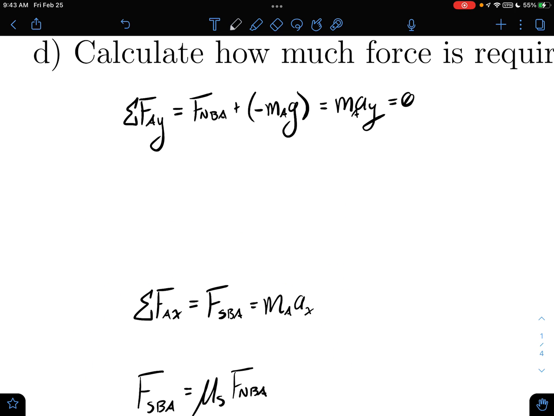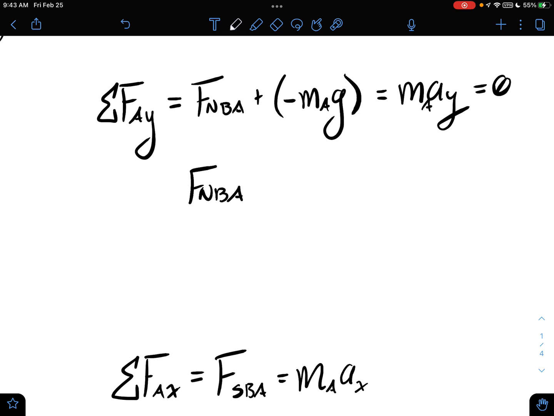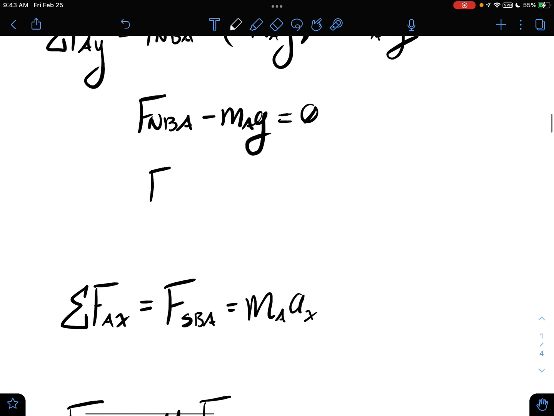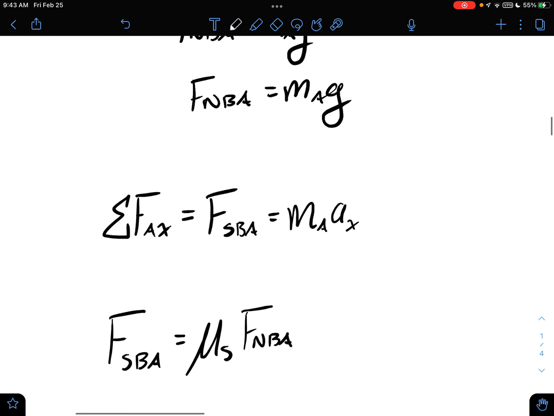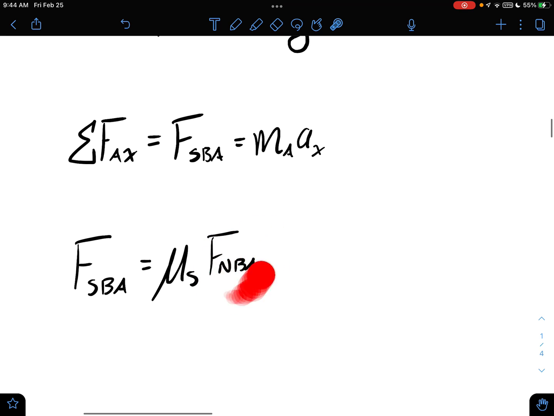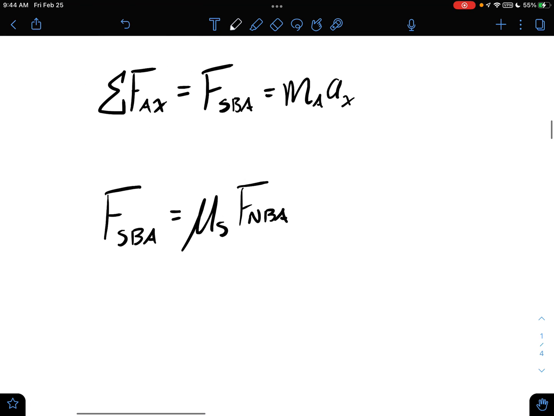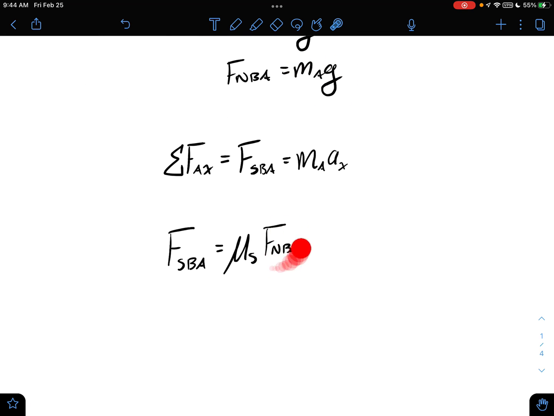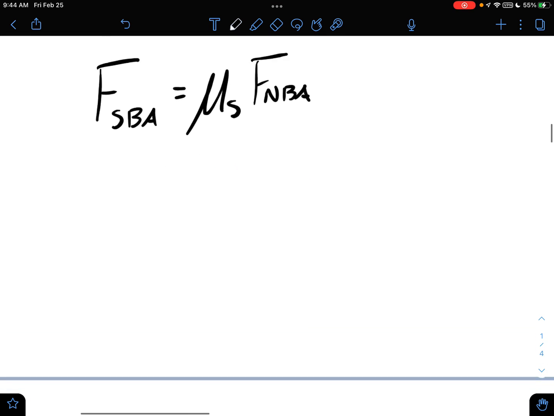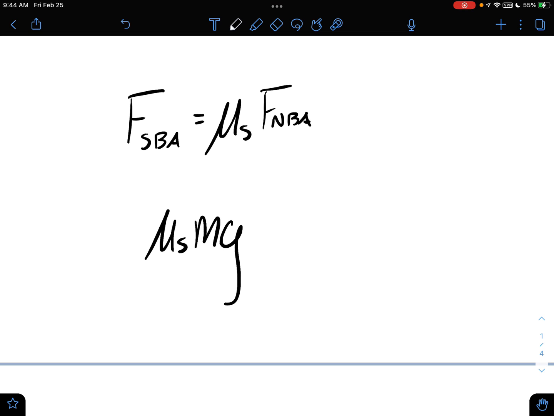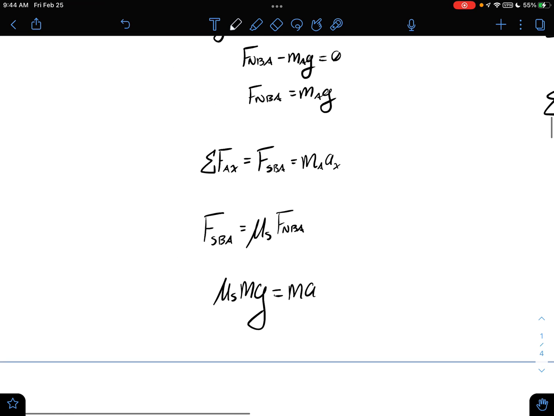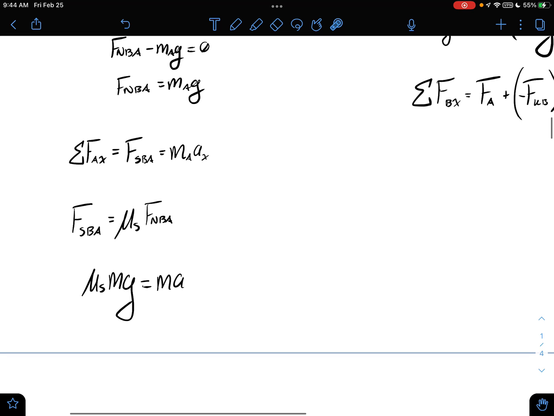So I look over here. I have our F_NBA minus mg is 0. So if I solve for F_NBA, it equals mg. Now I can take this, plug it in down here to solve for everything down here. So if I plug this in for here and this in for here, it's going to give us that mu_s mg equals ma. I'm just going to leave it as a, because we know we're not accelerating in the y direction, we're just accelerating in the x, just making it easier on myself.